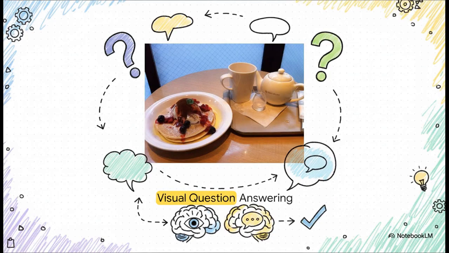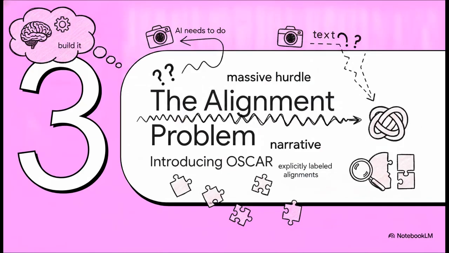And this brilliantly illustrates another task, which is visual question answering. Let's say we feed the AI an image of a pancake alongside a tea set, and then we ask it specific questions, something like, are the napkin and the cup the same color? The AI has to process the visual input of the image, process the natural language of the question, and then actually select the correct answer from a multiple choice list. It is genuinely so impressive to watch a model directly reason through a physical scene to arrive at the right answer. Which brings us to Section 3, the alignment problem, and introducing a model called Oscar.